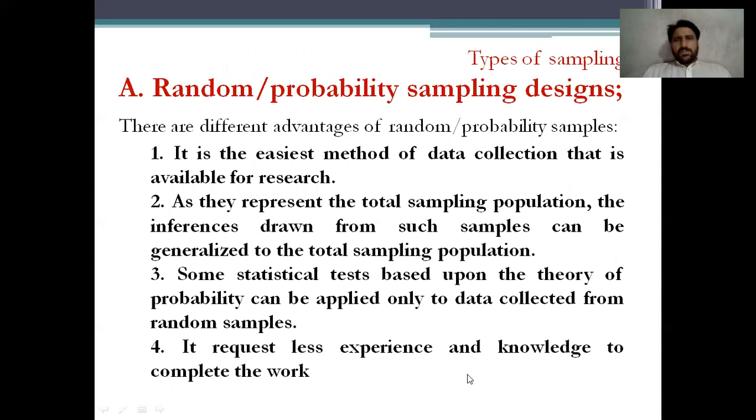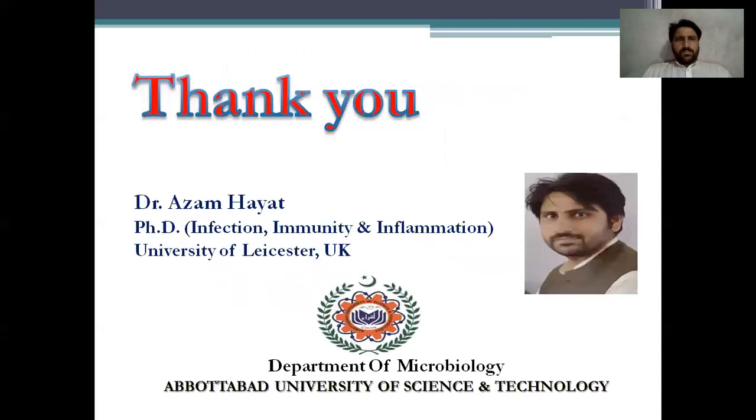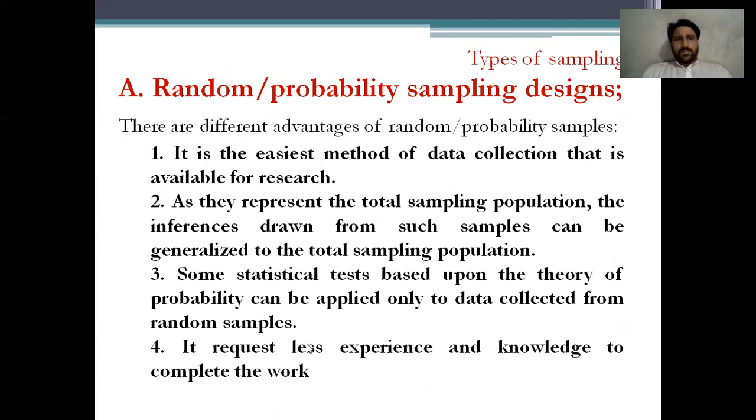There are different advantages of random sampling, probability sampling. For example, it is the easiest method of data collection available for research. Let's say you have 100 participants in sequential order. Amongst them, you simply randomly select, let's say, 25. That depends upon your sample size. Therefore, it is a comparatively much easier method of data collection. And if the sample represents the total sampling population, the inferences drawn from such a sample can be generalized to the total sampling population.